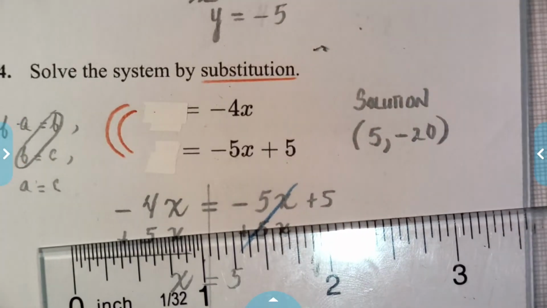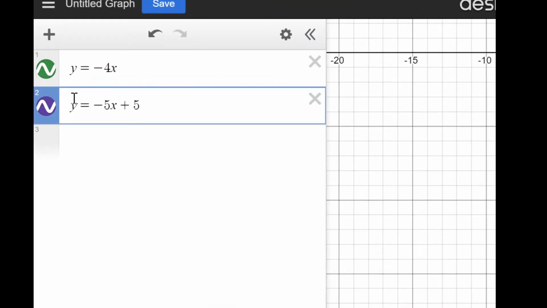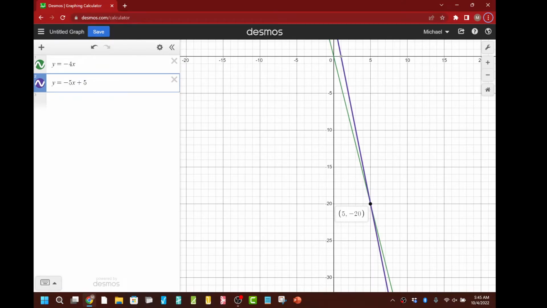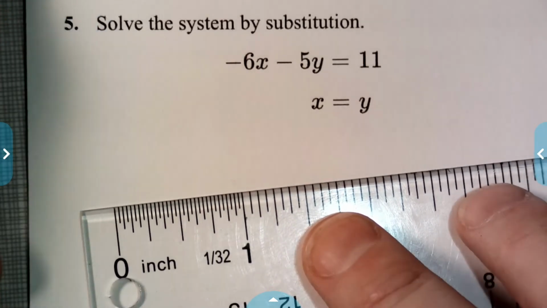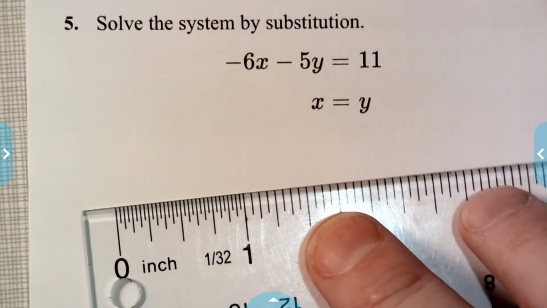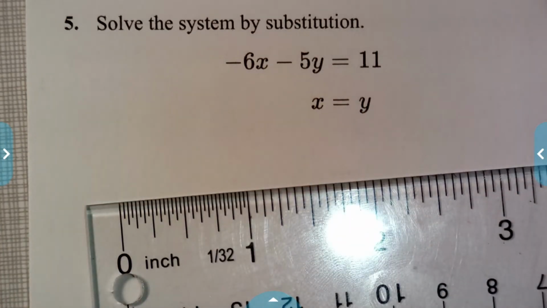And we could certainly look at it graphed. Okay, there you go. So you see it's 5 comma negative 20 is the intersection point of those two original lines that we were given. So we verified that. Okay, here we are. So number 5, solve the system by substitution. Well, they've really made it easy here. So we can just choose to substitute in y for x or x for y.